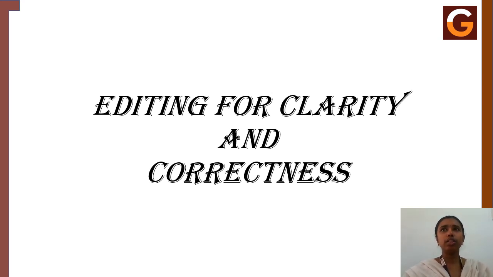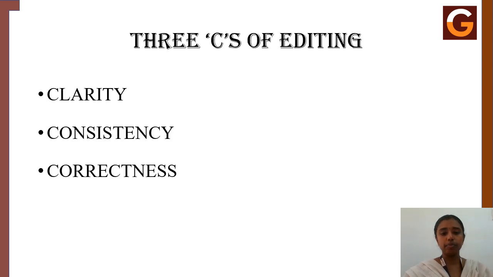To start with the process of editing, there are three C's which are to be kept in mind during the process of editing. The first one is clarity, the second one is consistency, and the third one is correctness. So, to begin with clarity.